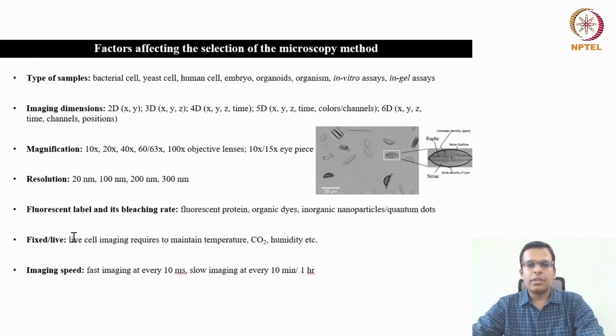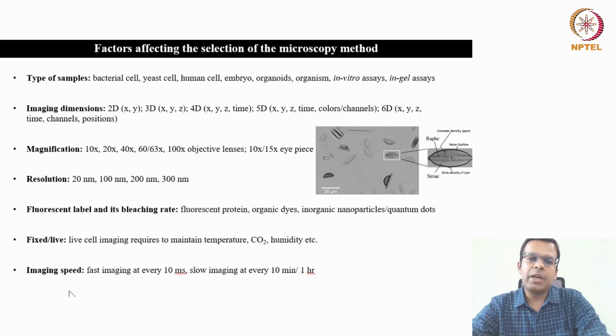Also, it depends whether your samples are live or fixed. For live cell imaging, you require to maintain the temperature, carbon dioxide, humidity, etc. Whereas for imaging of the fixed cells, you do not need to maintain any environmental conditions. And the last but the most important thing is you need to determine whether you need the fast imaging at every 10 milliseconds or you need slow imaging. Let's say every 10 minutes per hour or every 5 minutes per hour.